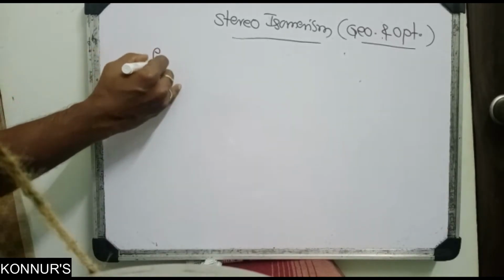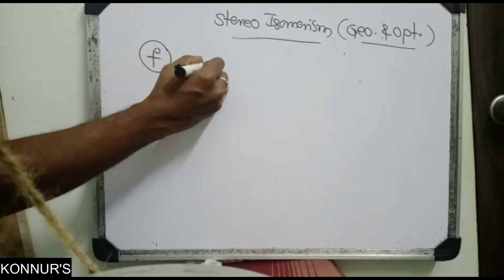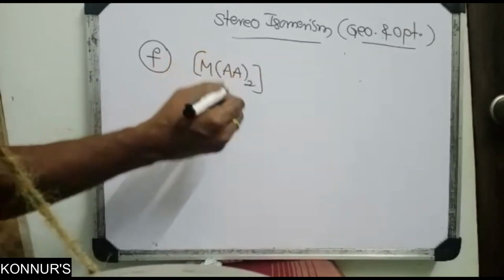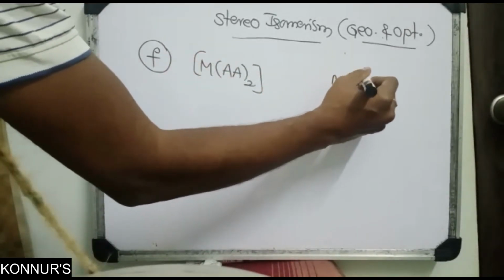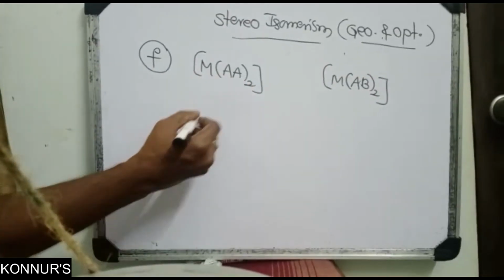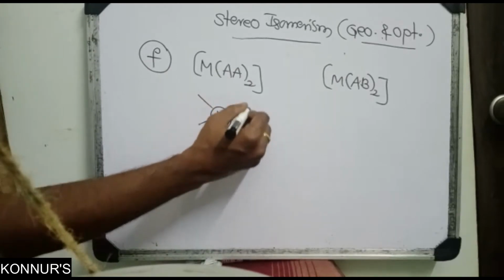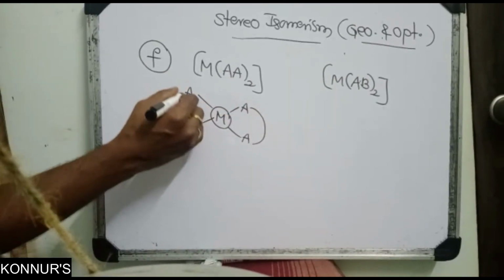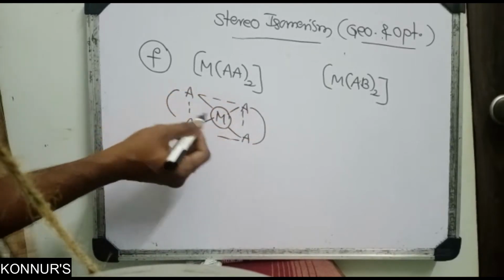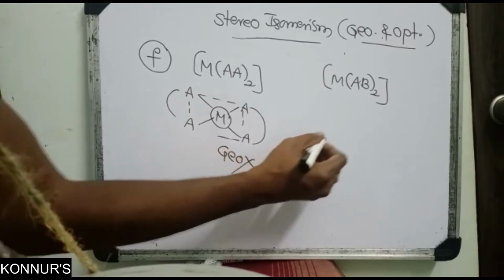Next, if you take bidentate ligands. Suppose M, AA taken twice. Next, M, AB taken twice. So with AA, you can write M(AA)(AA). You can't write any other possible structure. So that's why it is not showing geometrical isomerism.